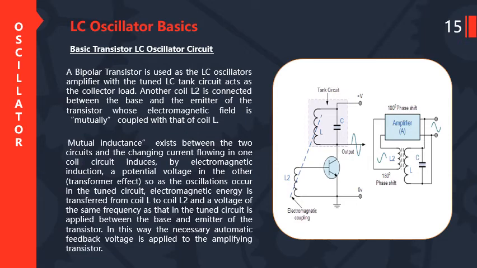Mutual inductance exists between the two circuits, and the changing current flow in one coil circuit induces, by electromagnetic induction, a potential voltage in the other, as the oscillation occurs in the tuned circuit. Electromagnetic energy is transferred from coil L to coil L2, and a voltage of the same frequency as that in the tuned circuit is applied between the base and emitter of the transistor. In this way, the necessary automatic feedback voltage is applied to the amplifying transistor.